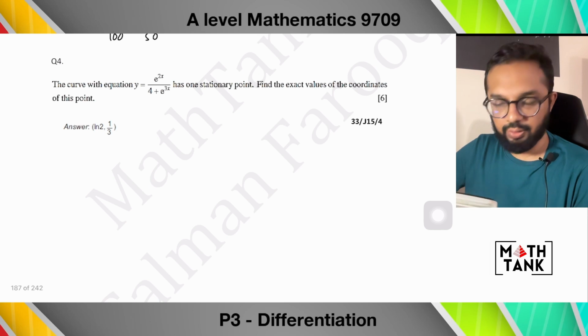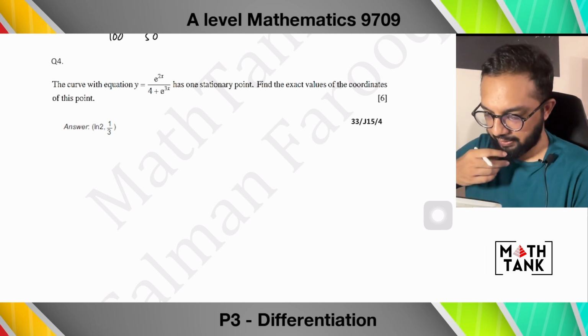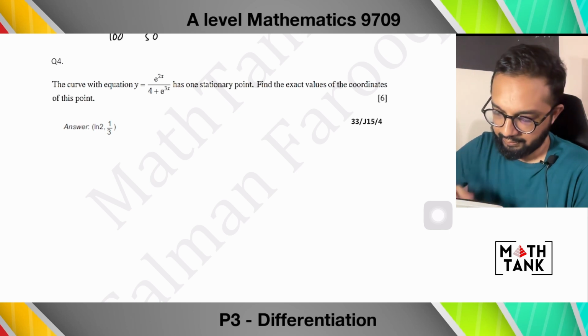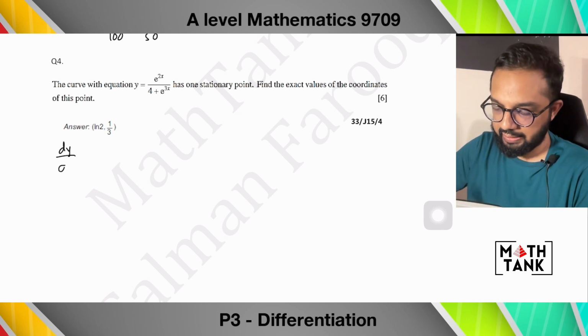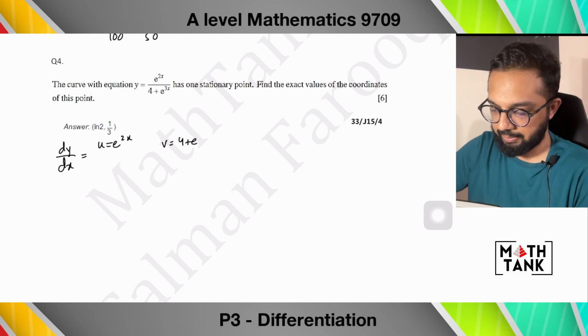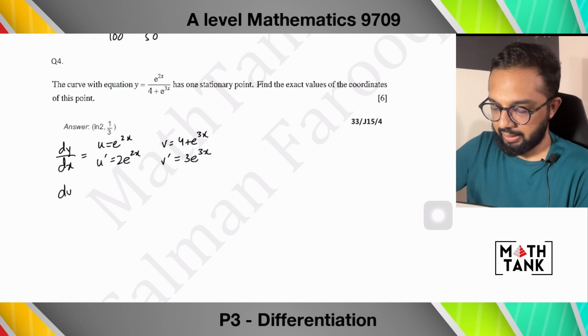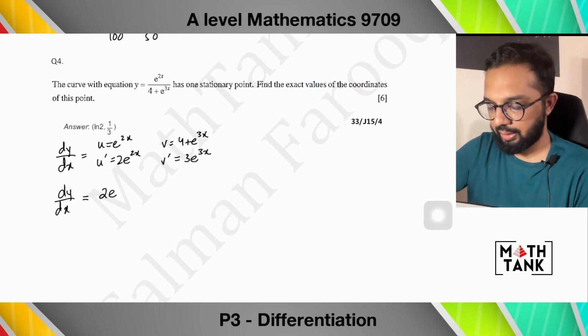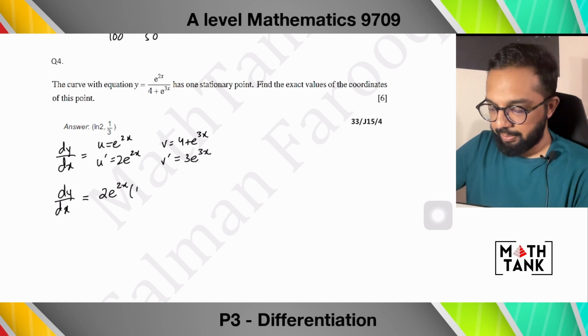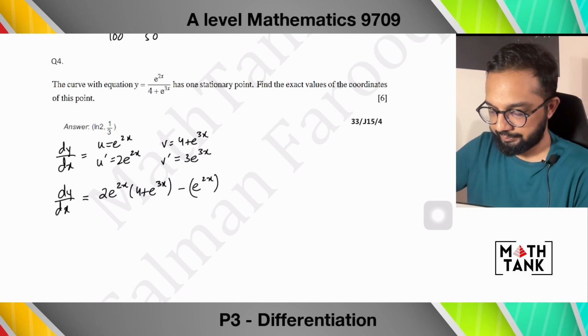Moving on to question number 4. It says the curve with equation e power this has one stationary point. Find the exact values of the x coordinates. So again, dy by dx is the quotient rule. So u equals e power 2x and v equals 4 plus e power 3x. V dash is 3e3x and u dash is 2e2x. So dy by dx, again the quotient rule, I'm not writing the quotient rule again. If you still don't remember it, please scroll back in the video and you should be able to see it. U dash v minus v dash u over v squared.